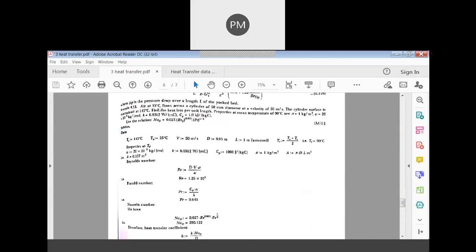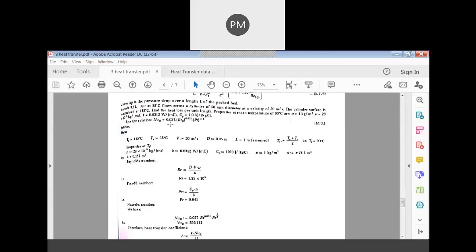Air at 35 degrees Celsius flows across a cylinder of 50 mm diameter at a velocity of 50 meters per second. The cylinder surface is maintained at 145 degrees Celsius. Find the heat loss per unit length. Properties at mean temperature of 90 degrees Celsius are given. In this problem they have given the properties also directly.